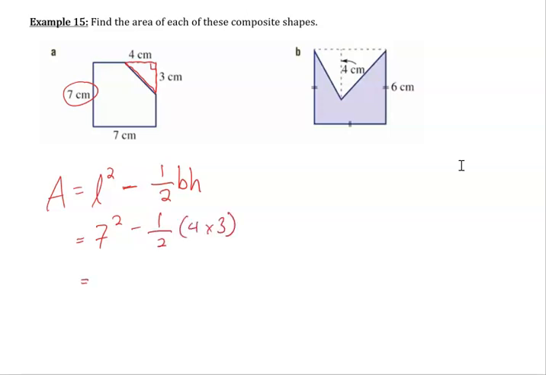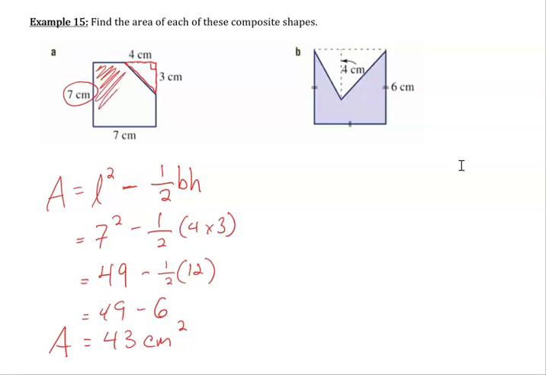What's 7 squared, everyone? 49. If you use your calculator, you'll get it right. And then we want 1/2 of, what's 4 times 3? 12. So 1/2 of 12 is 6. 49 minus 6, what's our area? We're at 43 square centimeters. So that is the area of the square minus the triangle.